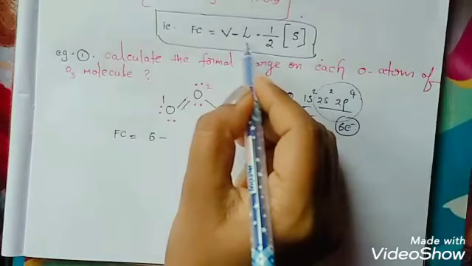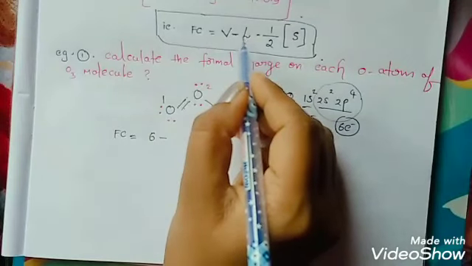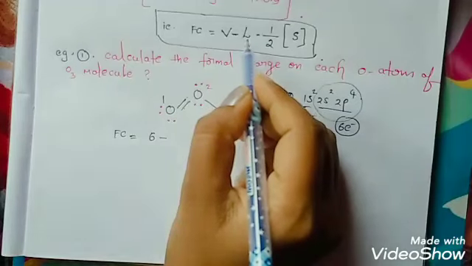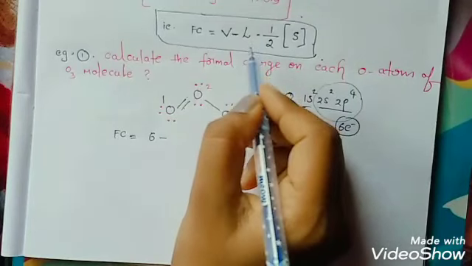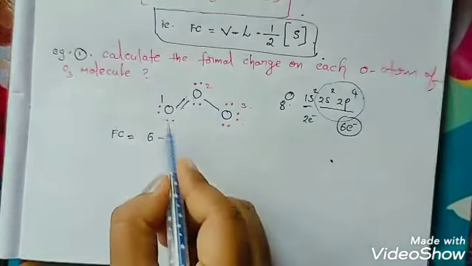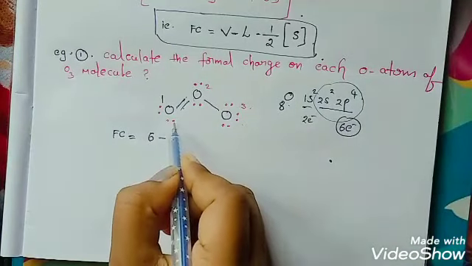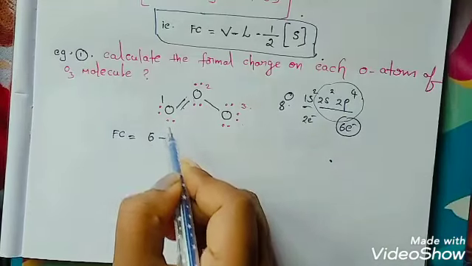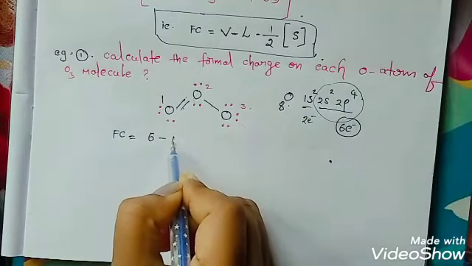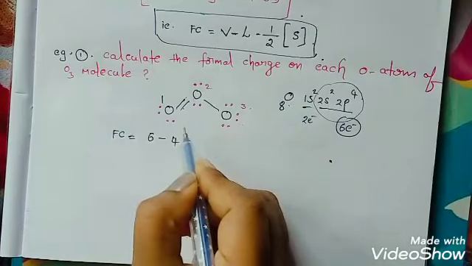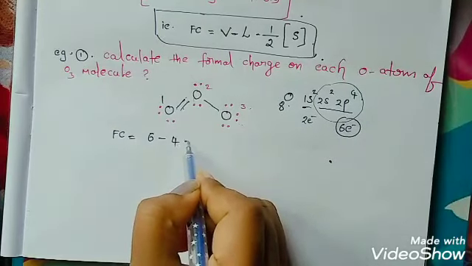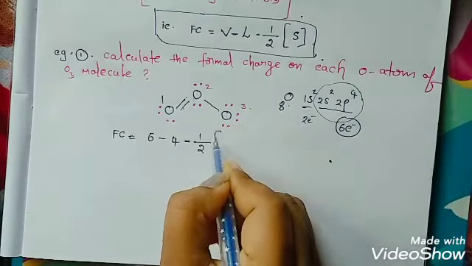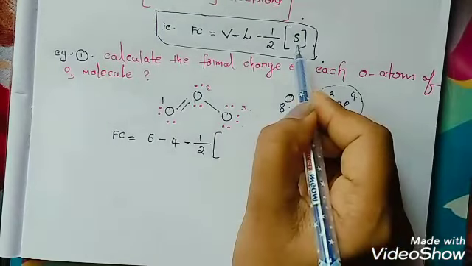And in the place of L, what does L indicate, students? L means lone pair of electrons, that means non-bonding electrons. Those are 1, 2, 3, 4. These two pairs of electrons are not involved in the bond. So totally 4 electrons are not participating in the bond. And minus, as per the formula, half into S.